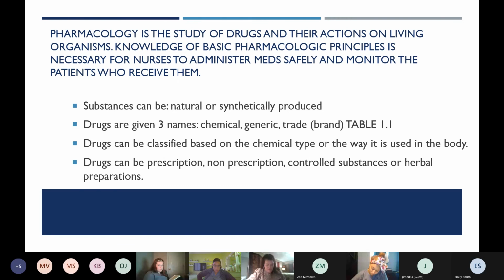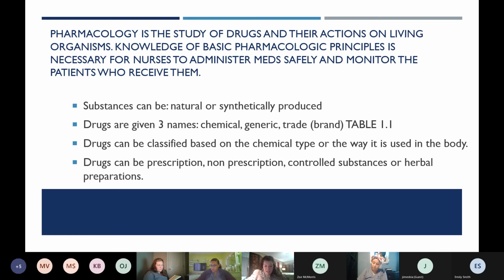for Zofran is C18H20ClN3O. That's its molecular formula. So that is the chemical name. Never will I ask you what a chemical name of a medication is, okay? But I do need you to know that medications are comprised of chemicals.